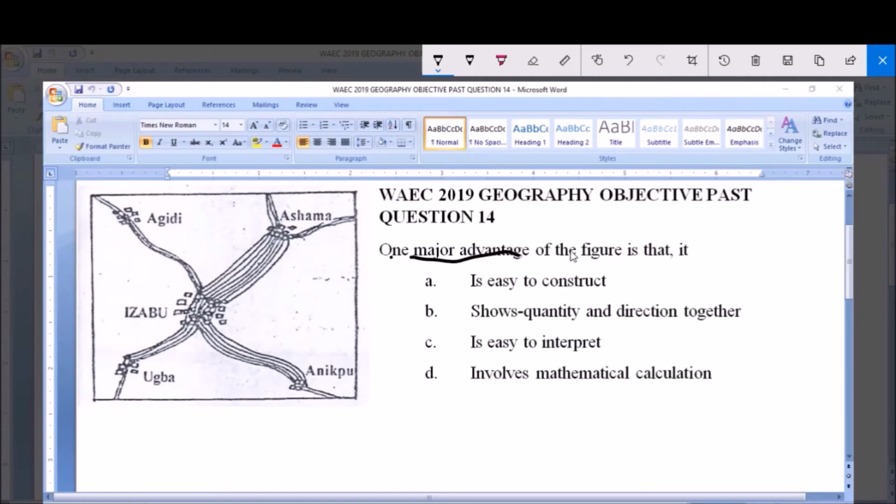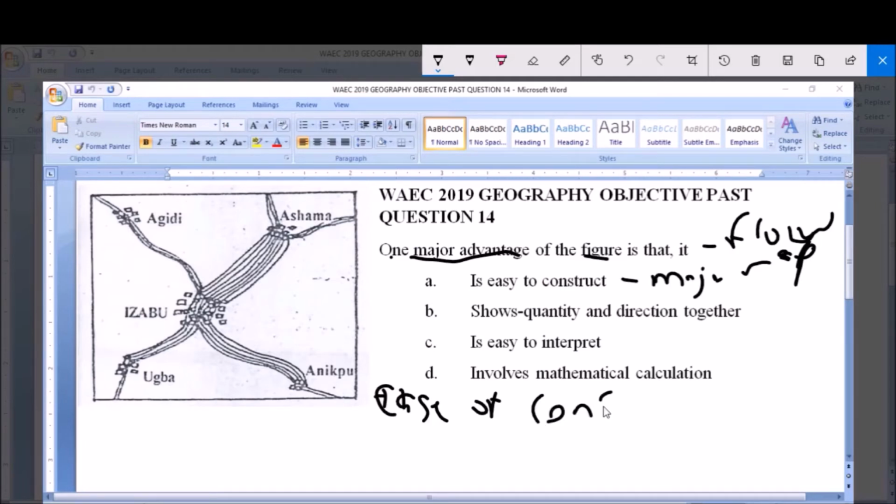Now, option A says it's easy to construct. Note that this is an advantage, but we cannot consider this a major advantage because its ease of construction cannot be considered major in terms of it being an advantage. So it being easy to construct doesn't really help our data analysis in any particular way. So B says it shows quantity and direction together.